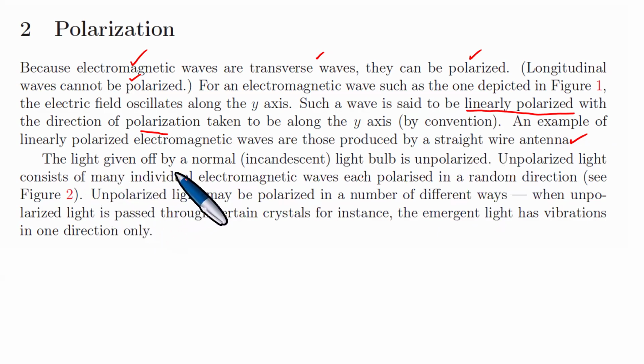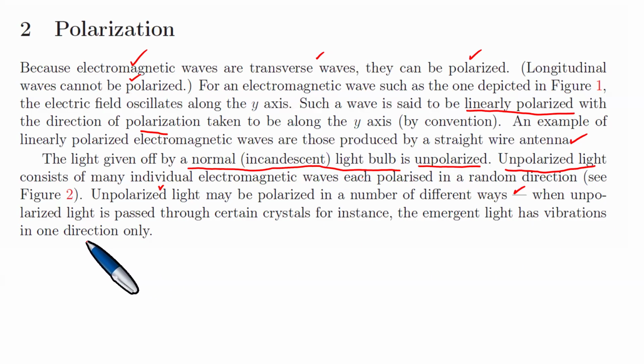The light given off by a normal incandescent light bulb is unpolarized. Unpolarized light consists of many individual electromagnetic waves, each polarized in a random direction. See figure 2. Unpolarized light may be produced in a number of different ways.